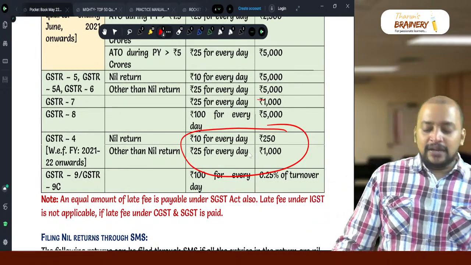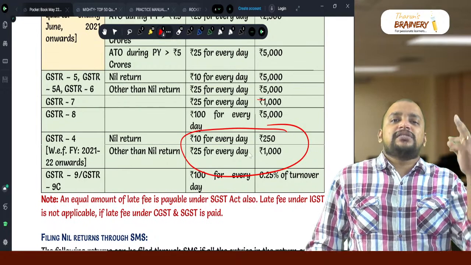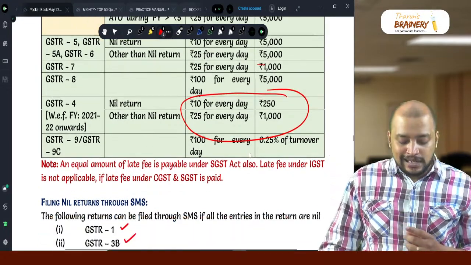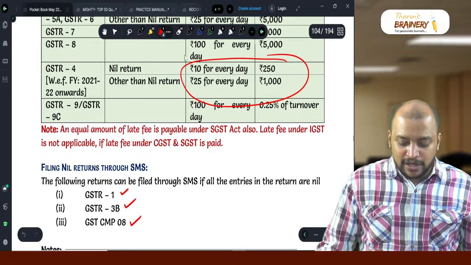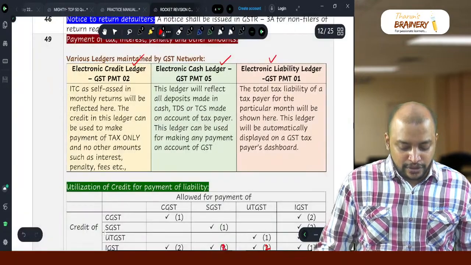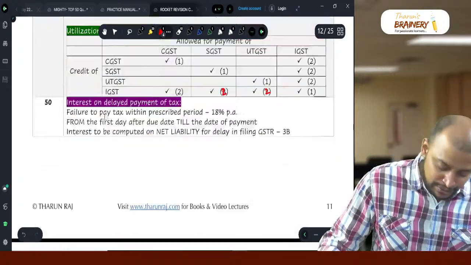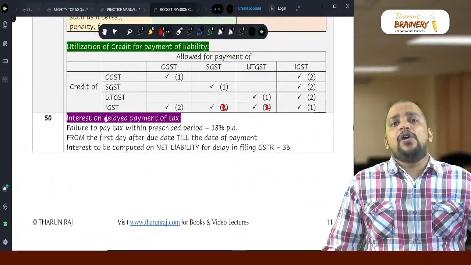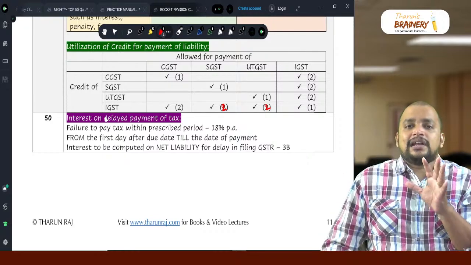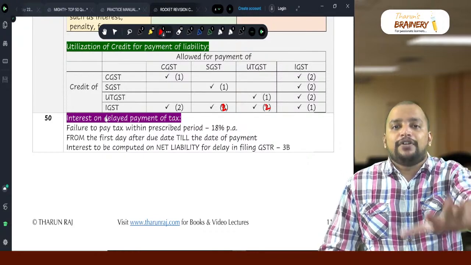Okay. Then we can file the returns now through SMS. Three returns we can file through SMS: GSTR 1, GSTR 3B, and CMP 8. So this information also I will incorporate into these notes and I will make it available to you. Don't worry. Okay. So with this, we completed all the sections related to GST that are applicable for you.